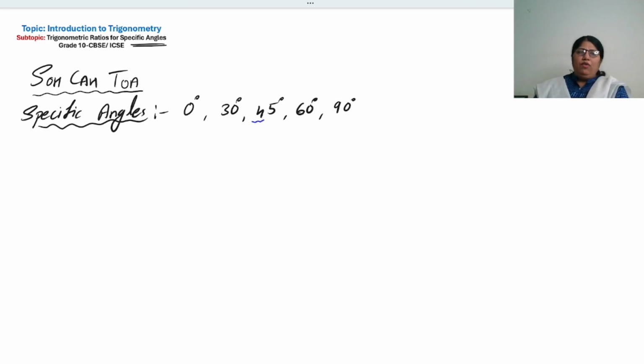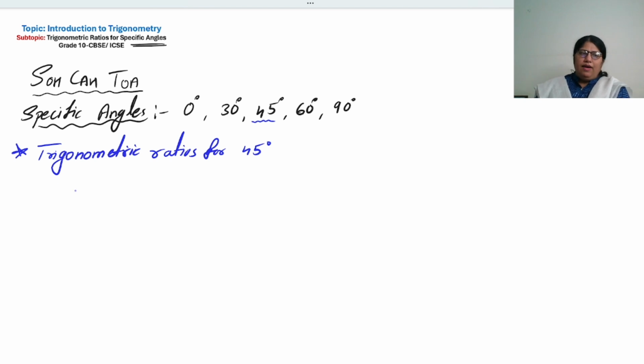First we are going to take 45 degree, and see how we find the trigonometric ratios of 45 degree. So let us start with making a right triangle. You know that if I am having a right triangle, I should have one of the angles as 45 degree. So you know that in a right triangle, what is fixed here? The 90 degree is fixed.